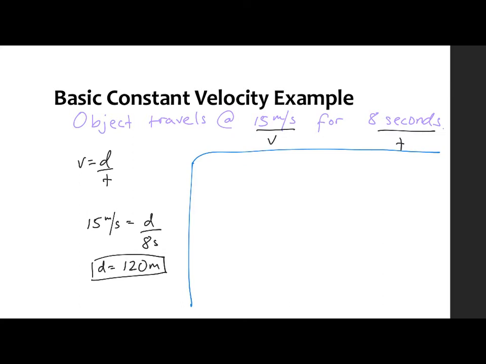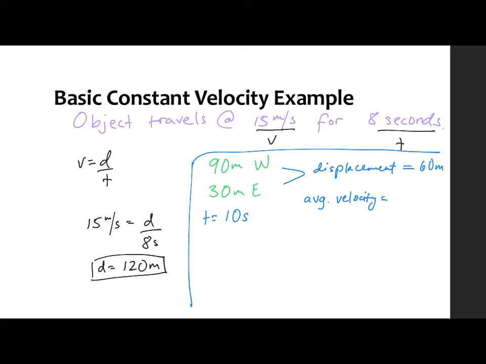What if you go 90 meters west and then 30 meters east? Then for your displacement, you take the difference between them because you're going in opposite directions. Displacement is equal to 60 meters, and you travel for a time interval of 10 seconds. So what is your average velocity? Average velocity is displacement over time, so 60 meters over 10 seconds. This would equal 6 meters per second.